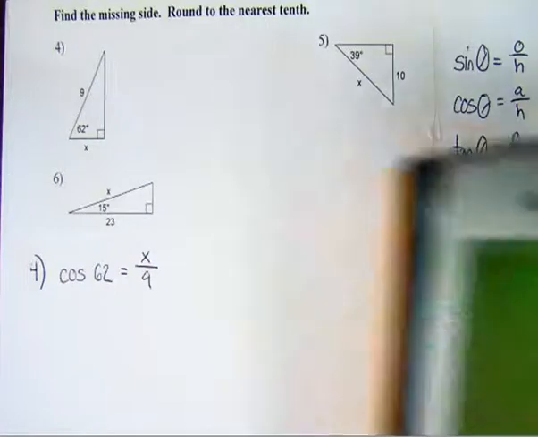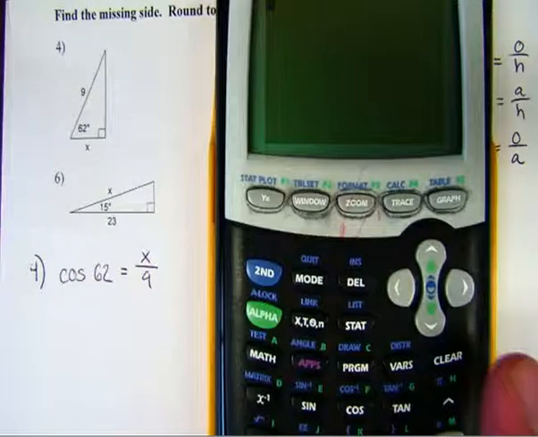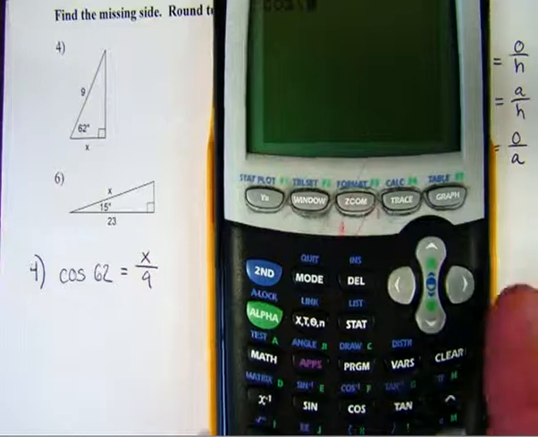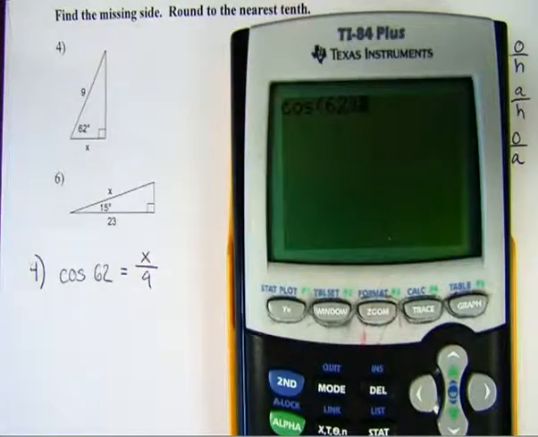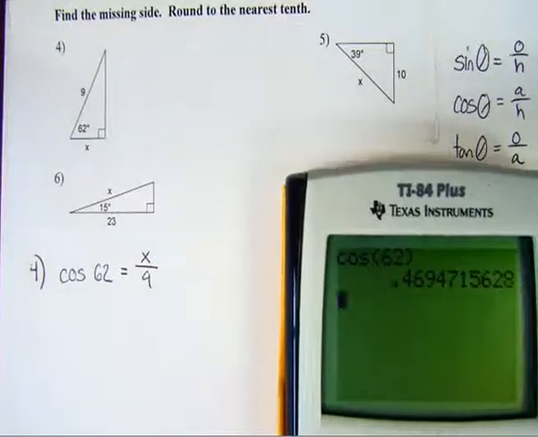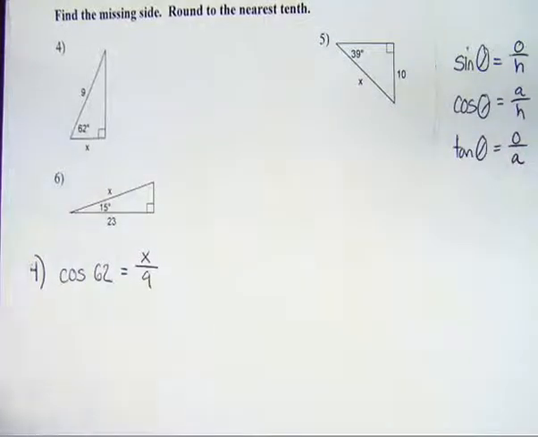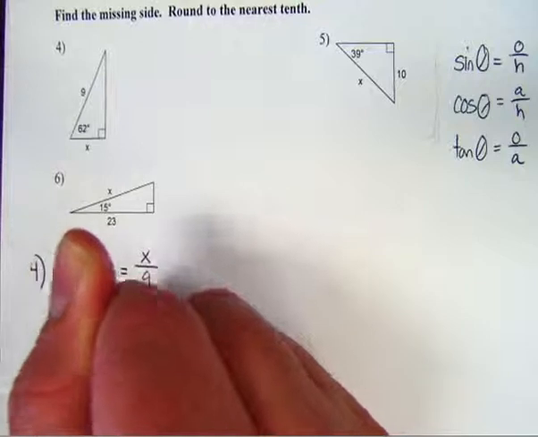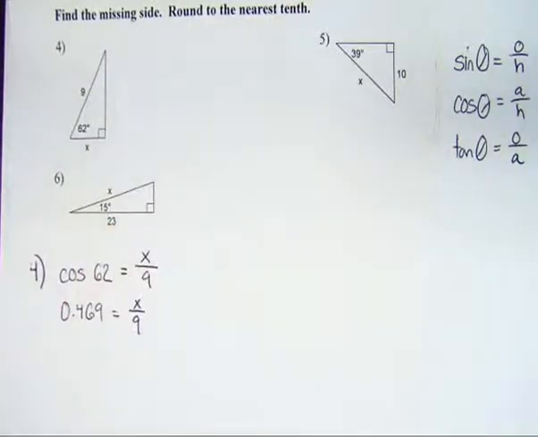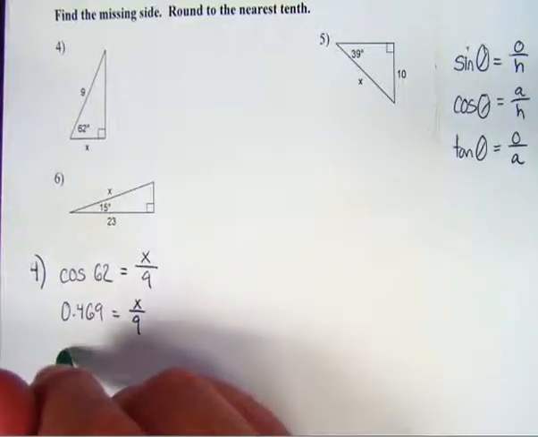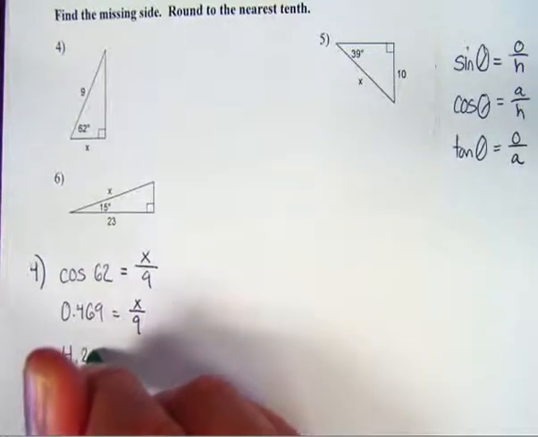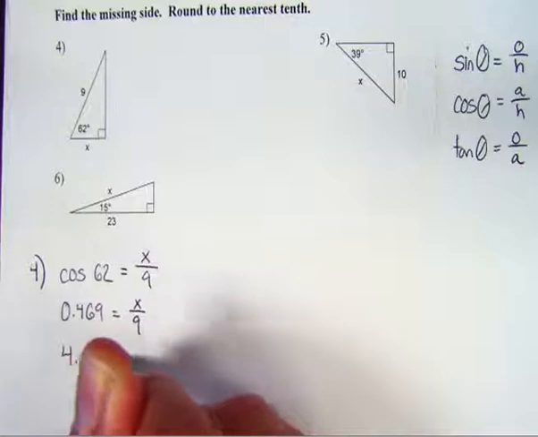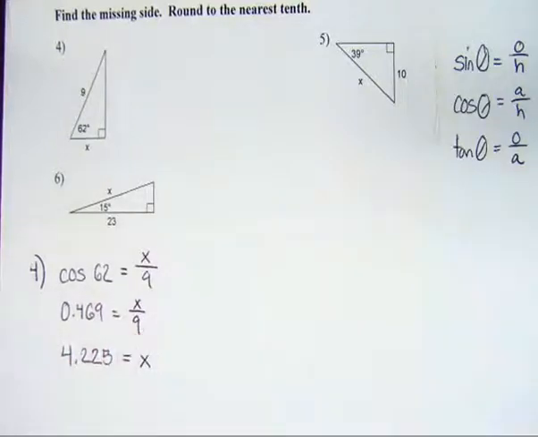So now I can just ask my calculator to find for me the cosine of 62, and it will happily do so. It's 0.469. So I can say 0.469 is equal to x over 9, multiply by 9, and I find that x is approximately equal to 4.225. And notice I am having to round there, but that's quite okay.